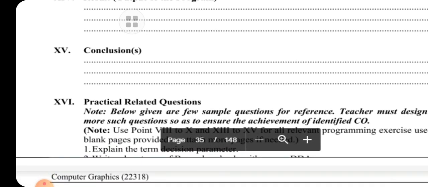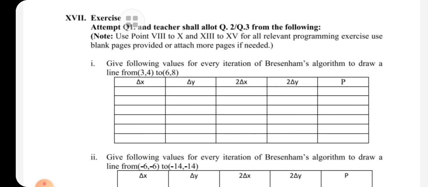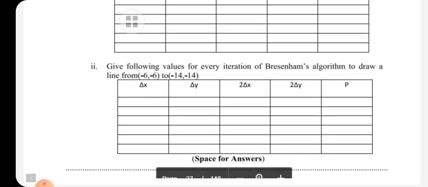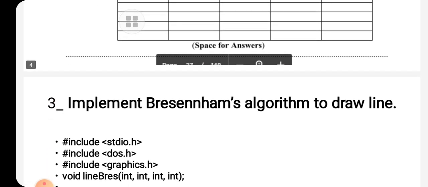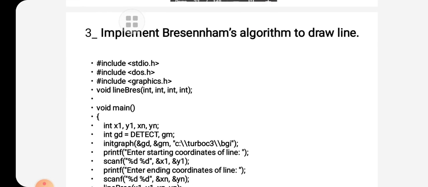We have studied the algorithm, we have studied how to draw a line using the Bresenham line algorithm, and the conclusions are here. Then here, give the following values for every iteration of the Bresenham algorithm to draw a line from 3 4 to 6 8. These values and the calculations I will provide in a picture form. So wait for some time, I will provide it on your WhatsApp groups.